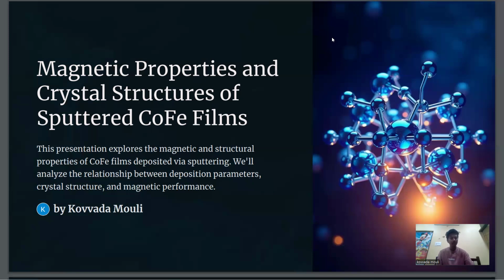CoFe alloy films have gained significant attention in magnetic storage, spintronics, and soft magnetic applications due to their excellent magnetic properties and structural stability. These films are often deposited using sputtering techniques, which provide precise control over composition, thickness, and microstructure. Understanding the correlation between structural and magnetic properties is crucial for optimizing their performance.